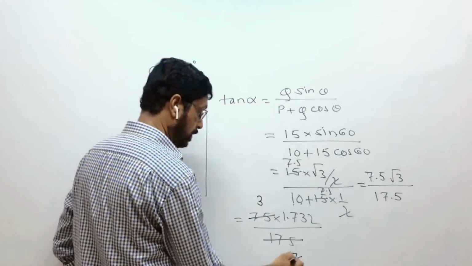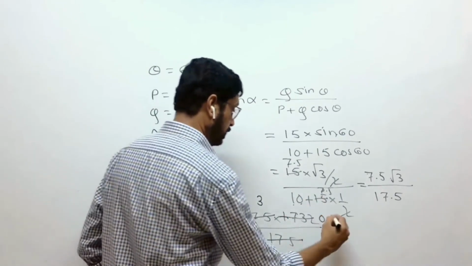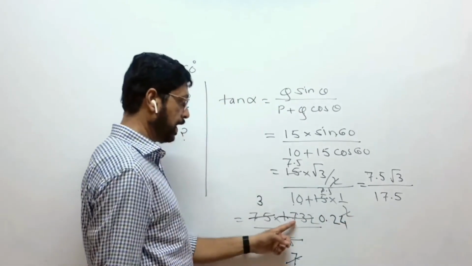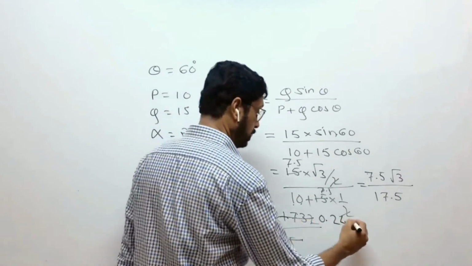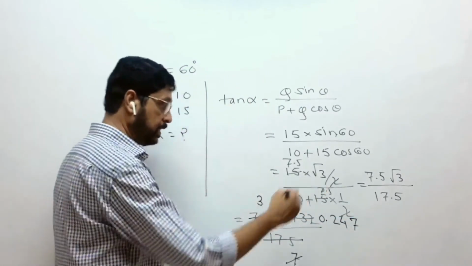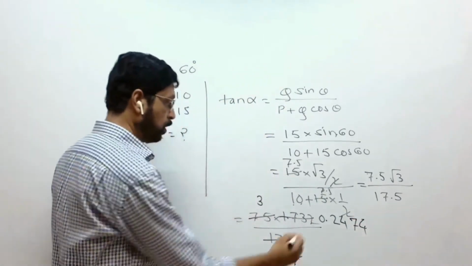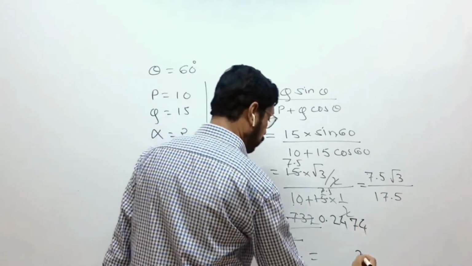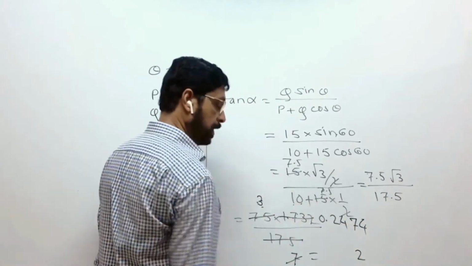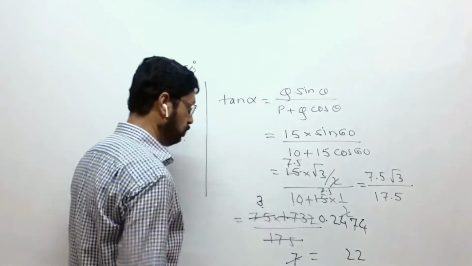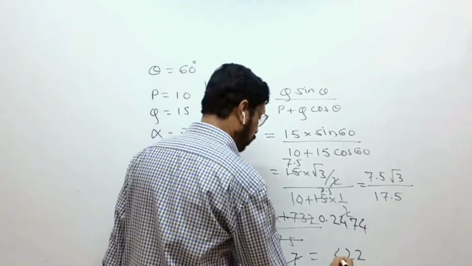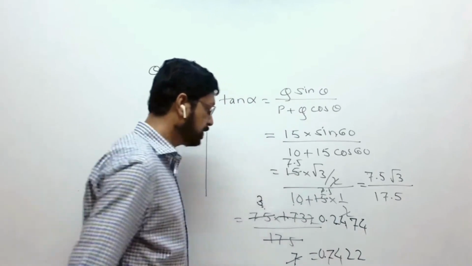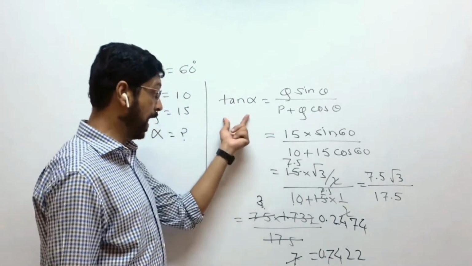Now divide this. 7 2s are 14, carried 3, 4s are 28, carried 5, that makes 52. 7 7s are 49, carried 3, 7 4s are 28, giving 0.2474. Now multiply this with 3. 3 4s are 12, carried 1, 3 7s are 21 plus 1 is 22, carried 2, 3 4s are 12 plus 2 is 14, carried 1, 3 2s are 6 plus 1 is 7, giving 0.7422.